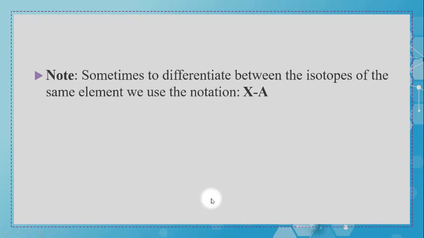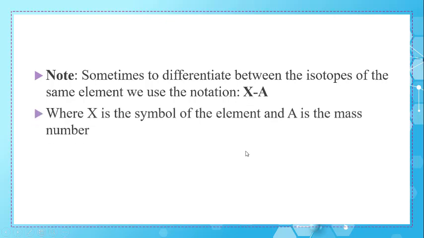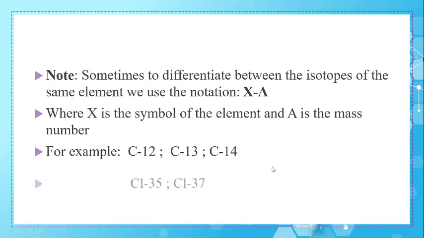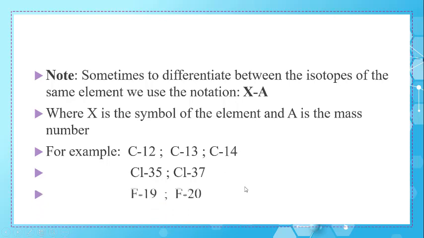Note, sometimes to differentiate between the isotopes of the same element, we use the notation XA, where X is the symbol of the element and A is the mass number. For example, C12, carbon that has A equal 12, C13 A equal 13, C14 A equal 14. Chlorine Cl35 A equal 35, Cl37 A equal 37. F19, F20.